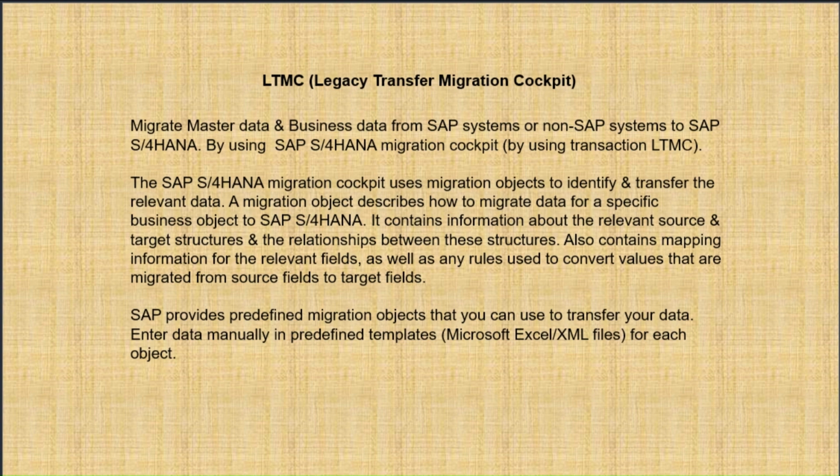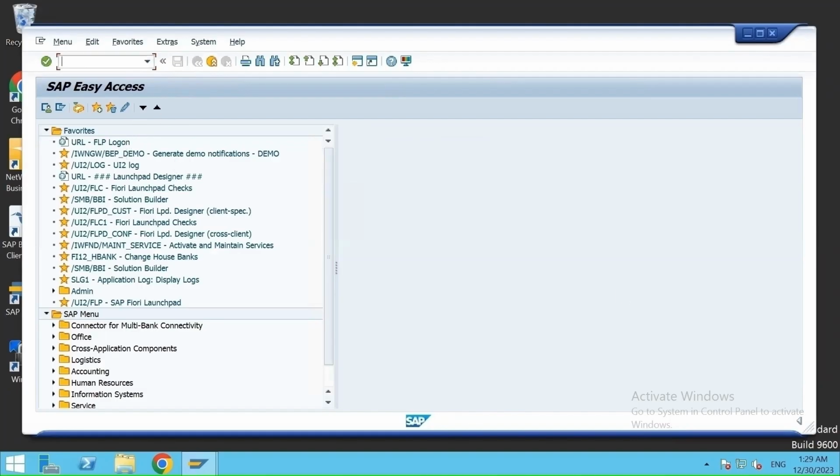The full form of LTMC is Legacy Transfer Migration Cockpit. It's quite user-friendly and easy to use. For each master data or transactional data, we get ready-to-use templates in Excel format. Upload those files and the data will be uploaded into the S/4HANA system. The T-code which we use for LTMC is LTMC.